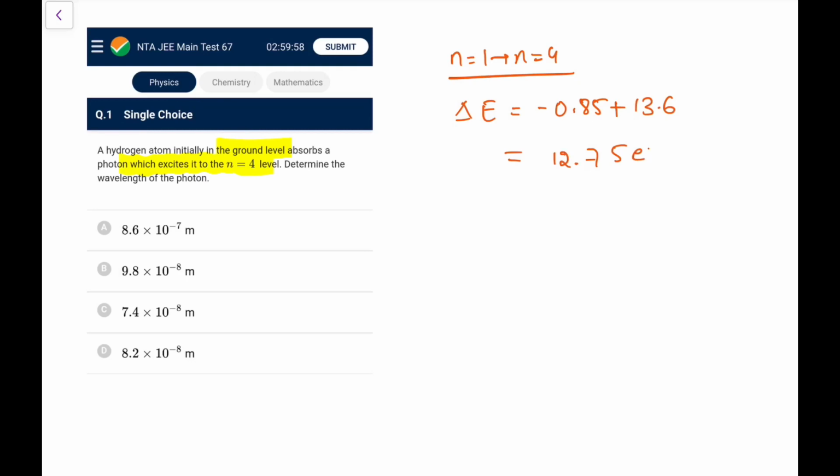This difference comes out to be 12.75 eV, that is hc by lambda. So lambda comes out as 1240 upon 12.75. That was in eV nanometer, so eV cancels, it comes out in nanometer. So it would be less than 100 nanometer, slightly 90s nanometer something. So it will go for 9.8 into 10 to the power minus 8 meters.